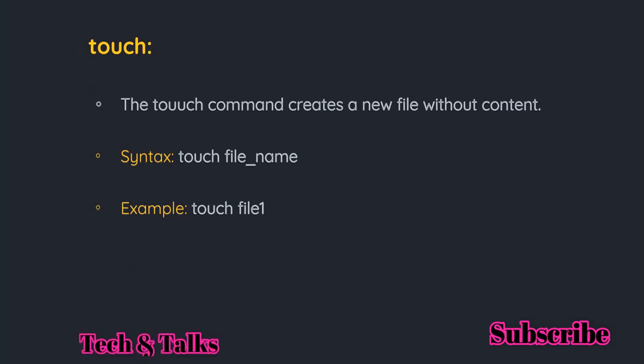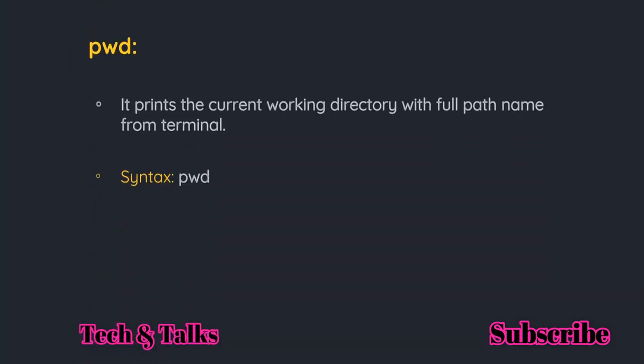So let's see the next command, that is pwd. So what is this pwd command? Why do we use this? This pwd command prints the current working directory with the full path name from the terminal. Means where we are working, in which directory we are working. To see that we can type the pwd command. Okay, the syntax is the same, only pwd you have to type. Let's see all these commands practically.